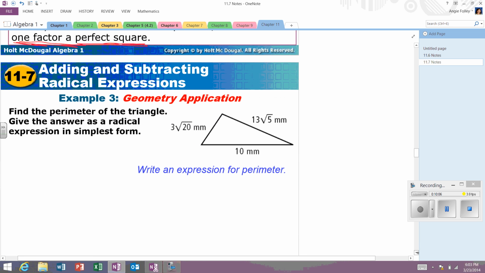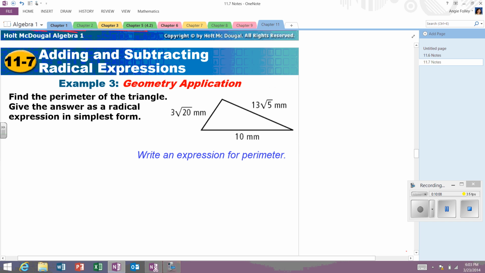All right, we've got one last example to do. It gives us a triangle, and it wants us to find the perimeter of the triangle and give our answer as a radical expression in its most simple form. So you have to know what a perimeter is. Perimeter, remember, is what's going along the outside. It's not the area. The perimeter is just the outside.